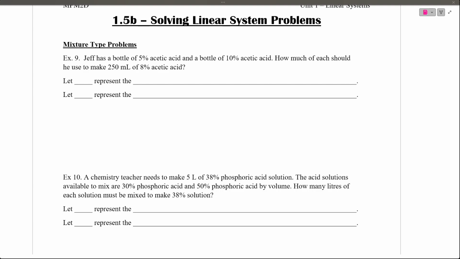All right, so today we have two new types of problems to solve using our linear systems. There are mixture problems and then there's distance, speed, time problems. Both are science related. One is chemistry, one is physics, that kind of thing.